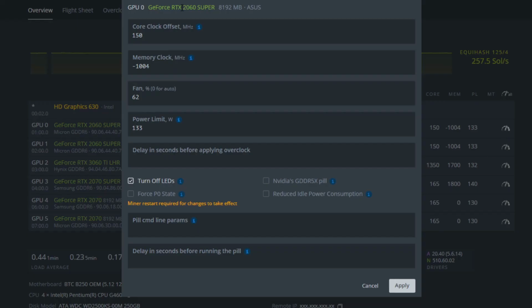Okay, for the 2060 Super GPUs, we are using a core offset of plus 150. For memory clock, you can either run zero or, like what I'm doing to save a little bit of power, run a negative memory offset here of minus 1,004. Most important here, power limit, I found anywhere between 130 to 135 was a good sweet spot between performance and hash rate to how much power you're drawing, so that's why I'm running a 130 power limit.